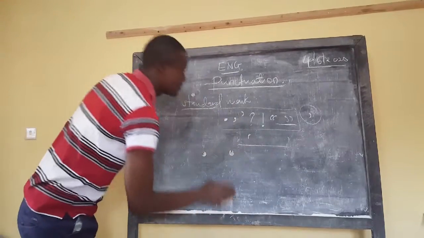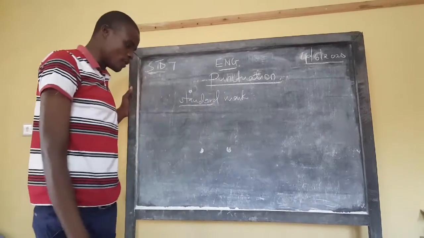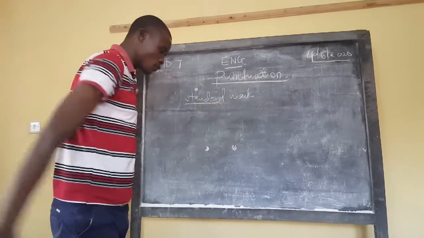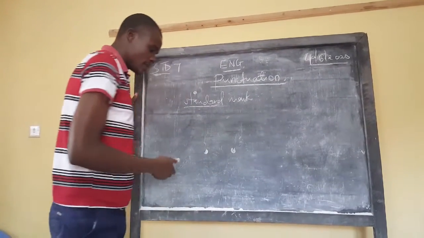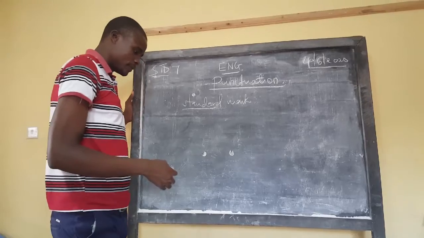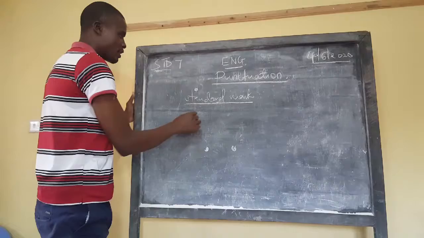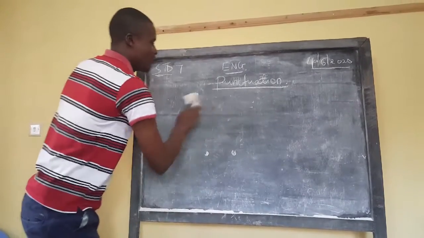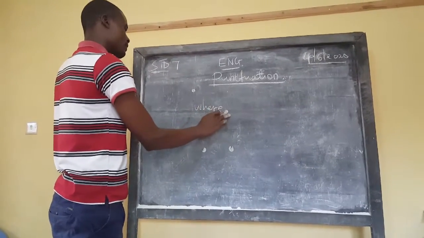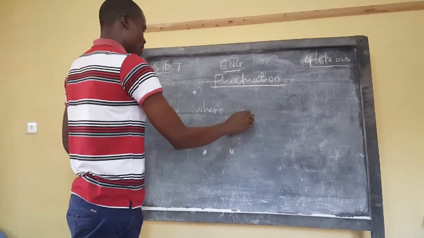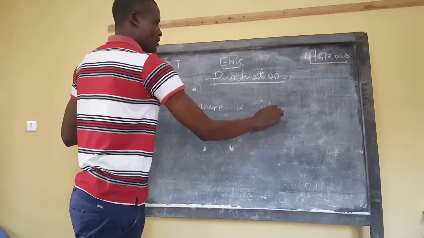So I want to see, learners, how we are going to finish the definition that we have begun. Punctuation is the use of standard marks and signs in writing to separate words in sentences, like the one I'm going to give you here. A very simple sentence, I just want to write: where is John? Let me write it like this.